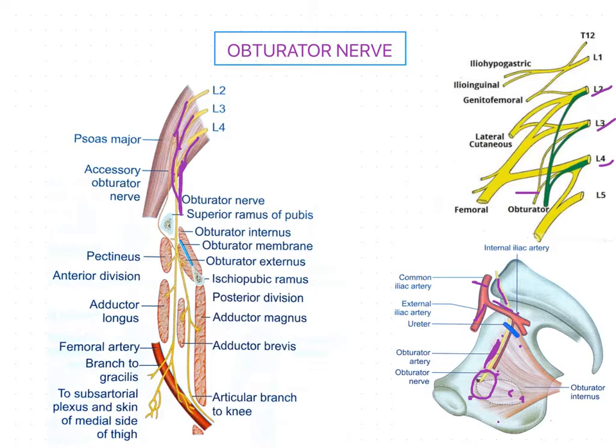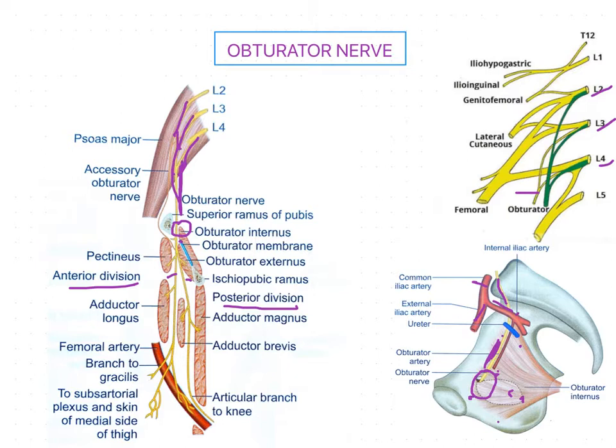So this is the foramen through which the obturator nerve enters into the thigh. Here it divides into anterior and posterior divisions. This one is the anterior side and here it is posterior. You can find this anterior division and posterior division, where at the starting point it is divided. Now we will see the anterior division first.